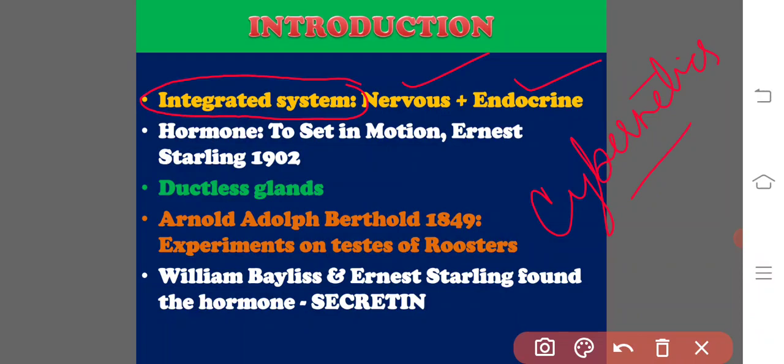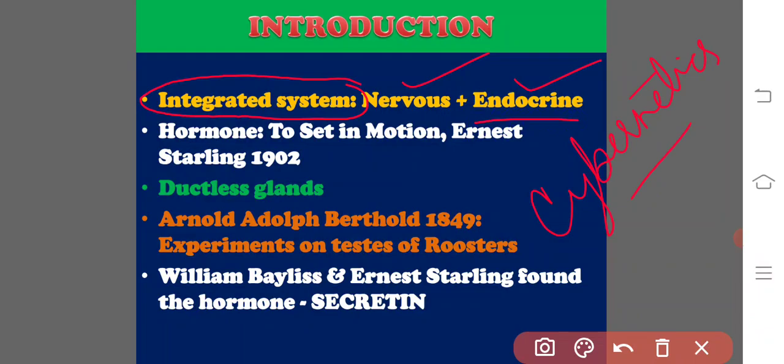Both the systems coordinate the entire thing, but they act differently. The nervous system links the body parts by electric signals, whereas the endocrine system produces chemicals which are called chemical messengers, which are known as hormones. Both neural and hormonal control work in close concert, and that leads to the maintenance of homeostasis.